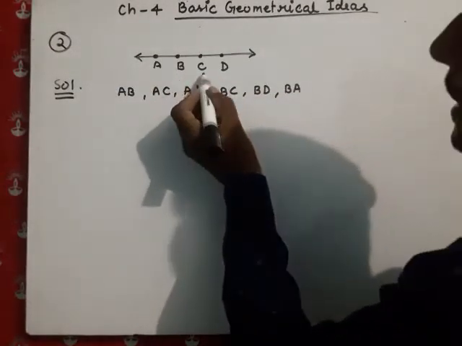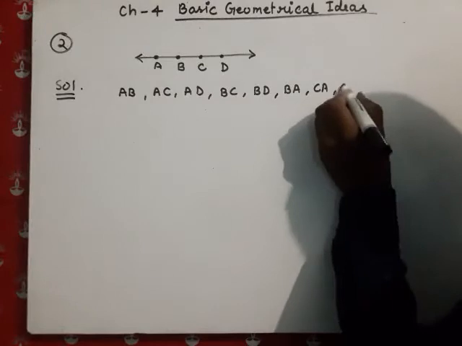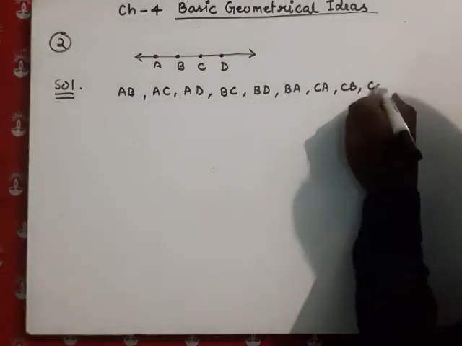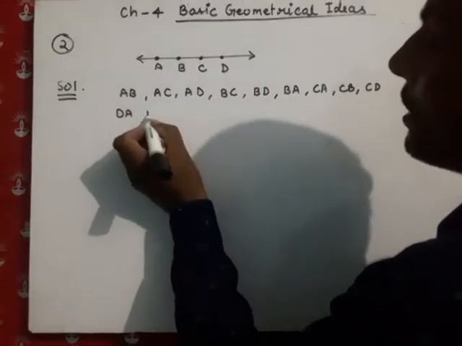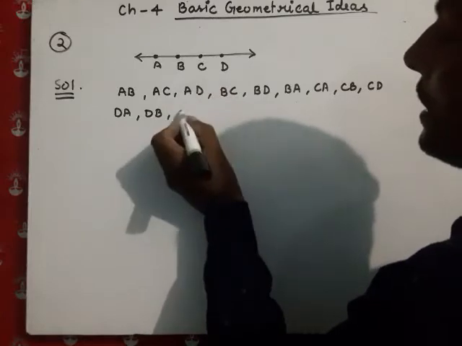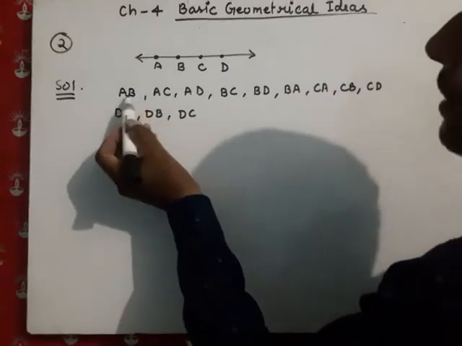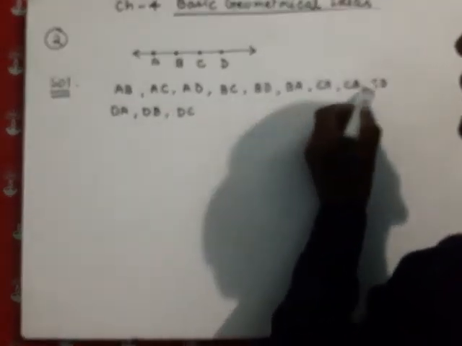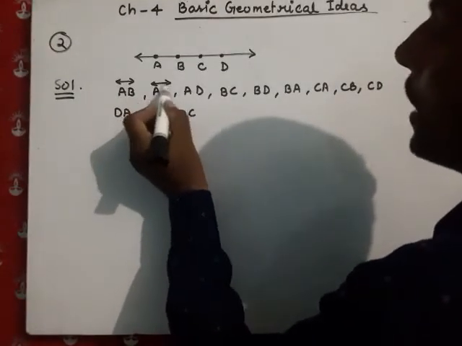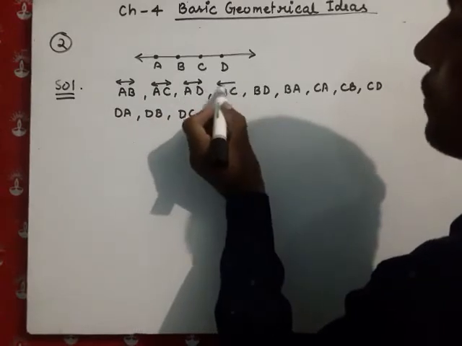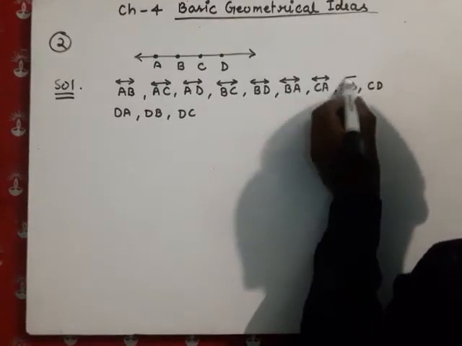Now going to the next, taking point C. So it becomes CA, CB, then CD. Now we have to take the point D. So it becomes DA, DB, DC. Now we have to check how many names there are. 1, 2, 3, 4, 5, 6, 7, 8, 9, 10, 11, 12. So here the 12 names of the lines are given. And we have to use this symbol, this is the symbol of the line. So here the solution of the question number 2 has been done.